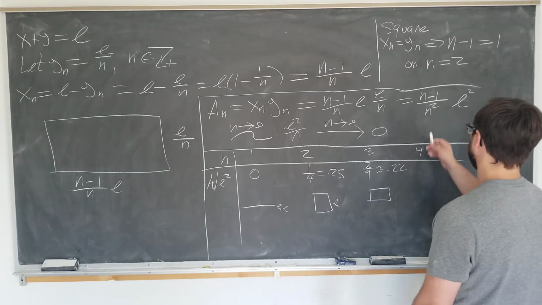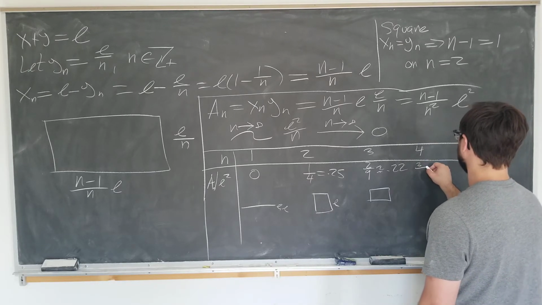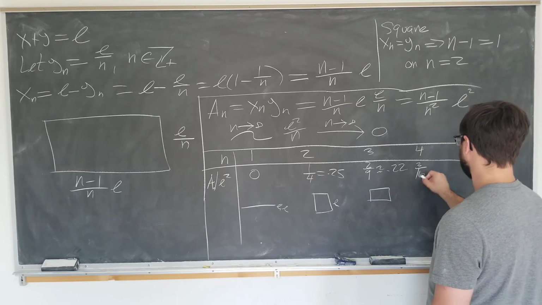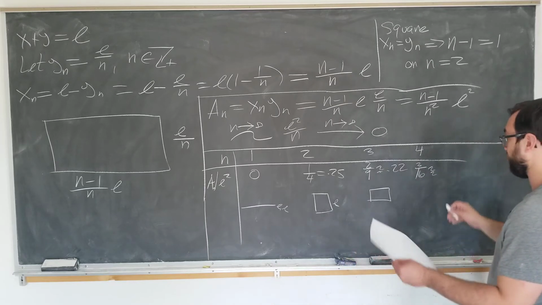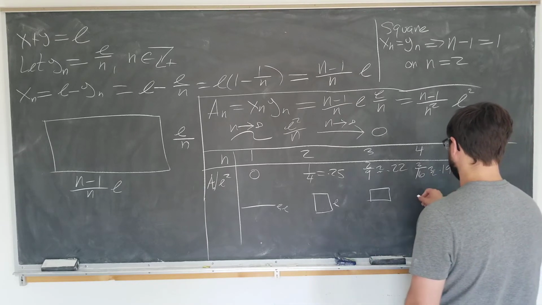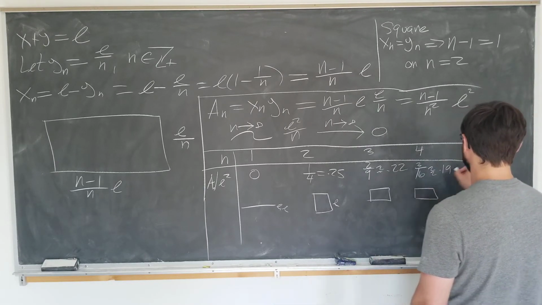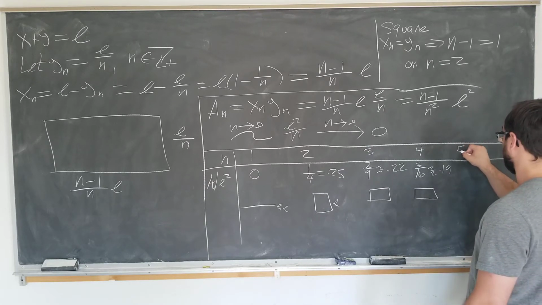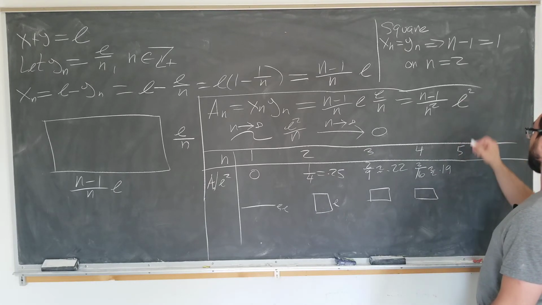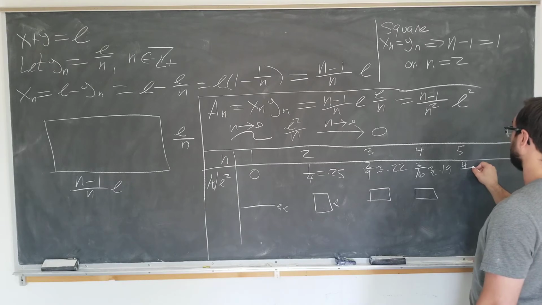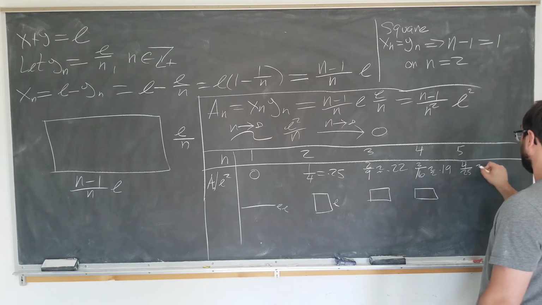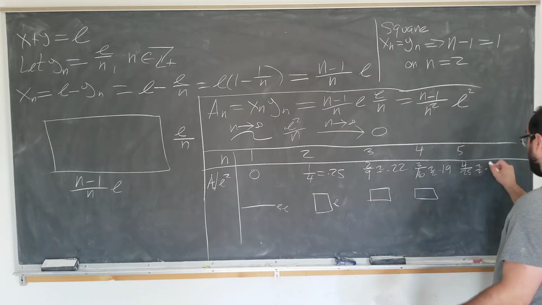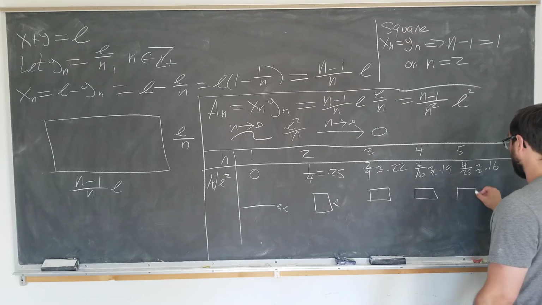Look at 4. We get 4 minus 1 is 3 over 4 squared, which is 16. And this is about 0.19. Yep, it's getting worse, getting more rectangular. Talk about 5 now. 5 minus 1 is 4 over 25, which is approximately 0.16. And it's getting even more rectangular.